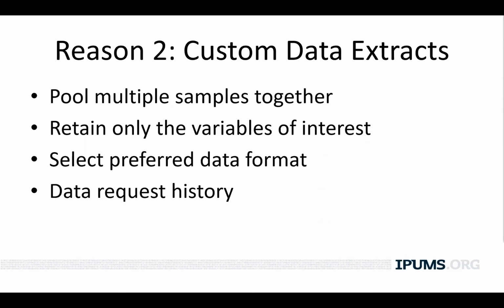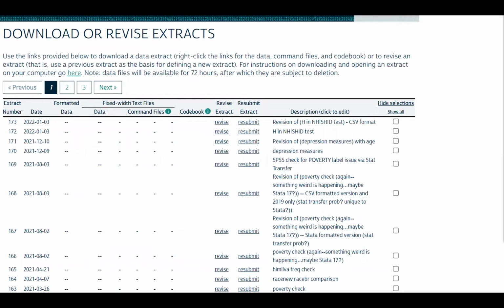Finally, your data request history. So here I'm going to show you, this is the top section of my data request history for IPUMS NHIS, but you can see there's this description field. I know what I've requested in the past, so I can go ahead and modify that. I don't have to remember. I can use previous extracts as a template, which is a really great resource.